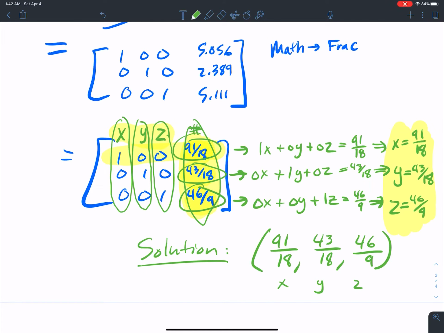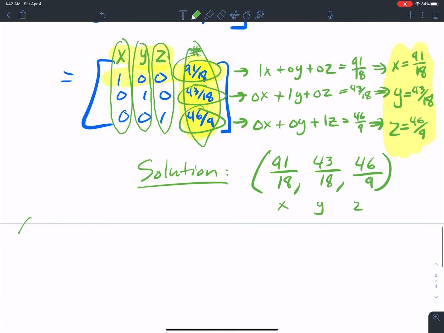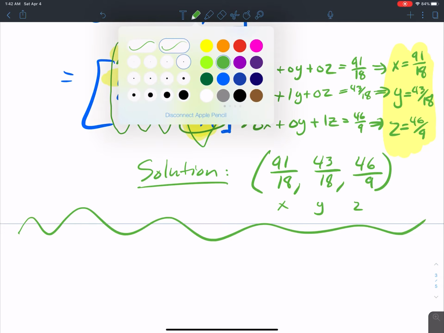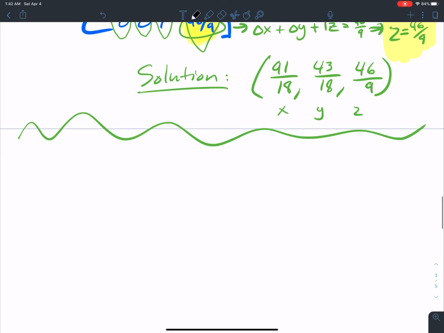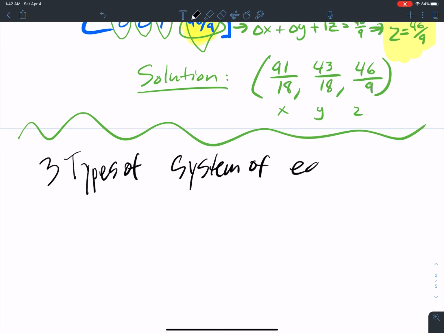Okay? Pretty cool stuff. So there's three types of systems of equations that we're going to deal with.